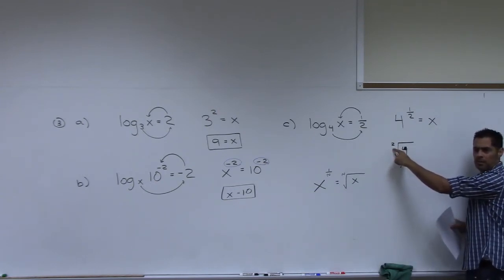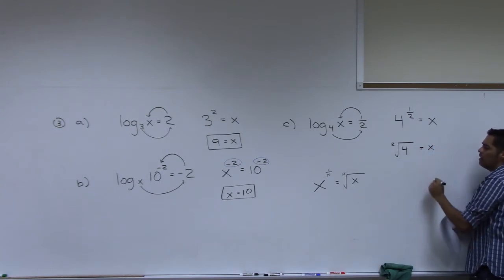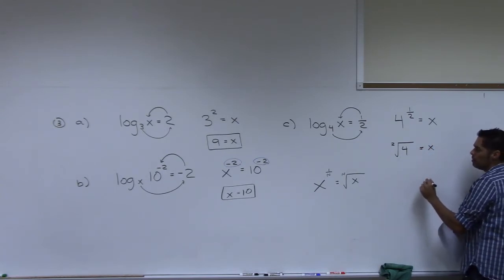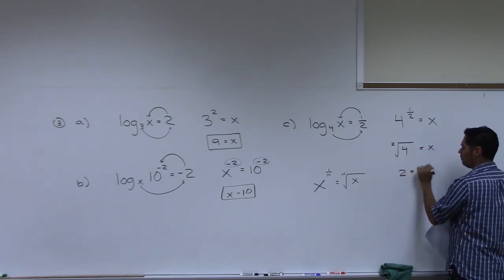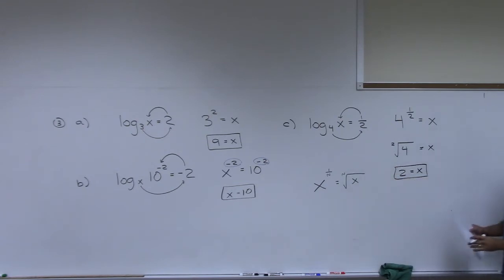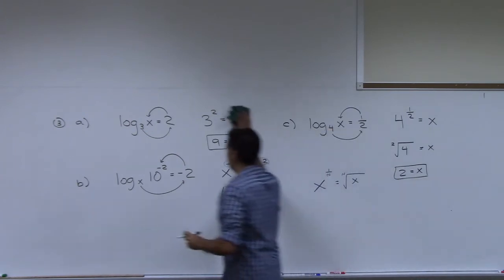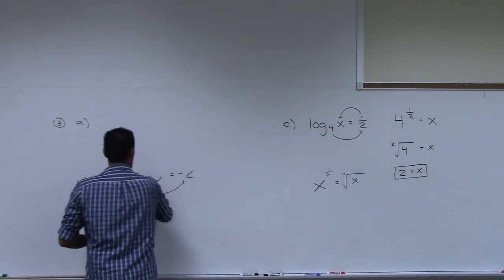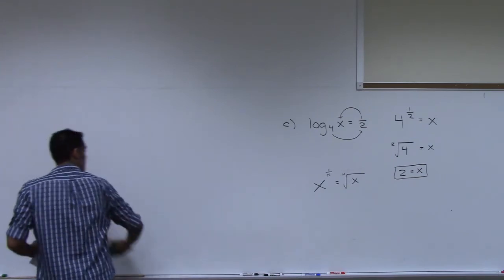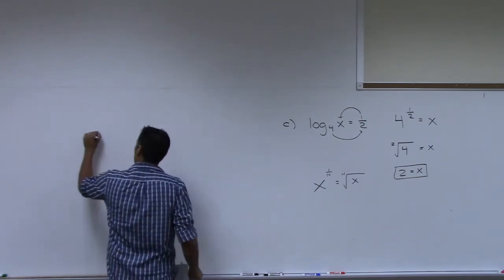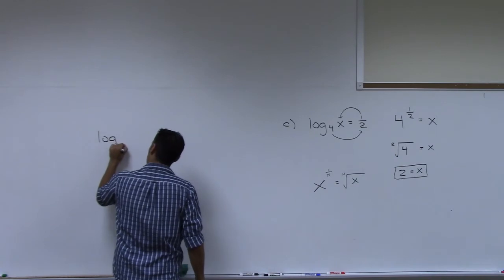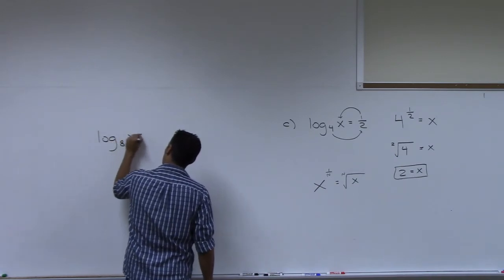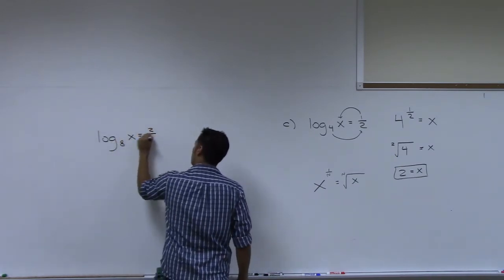Are you all following me? Okay, equals x. And what's the square root of 4? 2. So x is 2. Let me give you another one of those, just to make sure we're on the same page here. What if we had log base 8 of x equals 2/3?